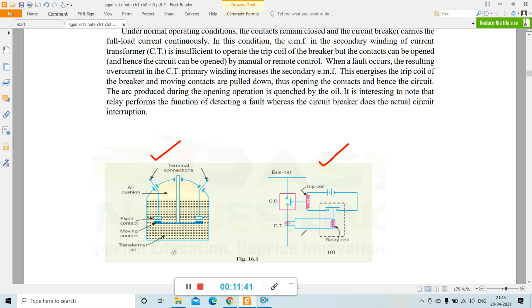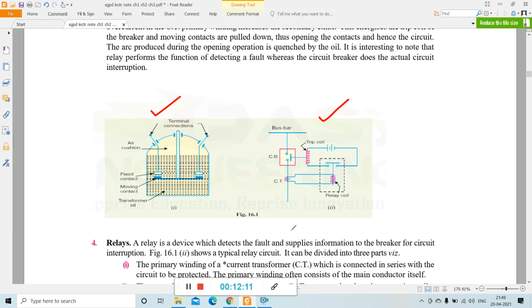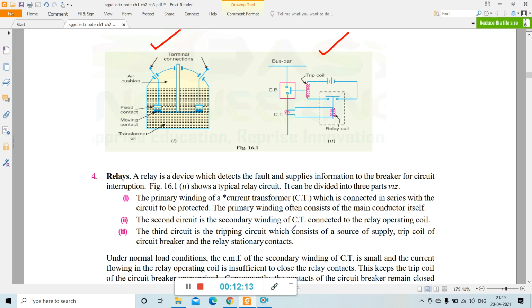So this is the circuit diagram where the circuit breaker is connected along with the relay circuit. This is the circuit breaker and this is the relay circuit. Okay, so here see, this is the fixed contact of the circuit breaker, this is the moving contact, this is a trip circuit, this is a constant DC source, this is the trip coil, this is the fixed contact of the trip circuit, this is the relay coil, this is the CT, the primary winding of the CT. Okay, this is the bus bar, this is the line. Clear? So let's see how it operates.